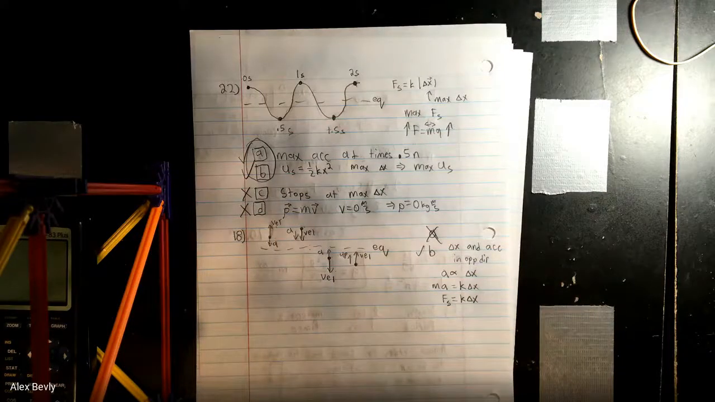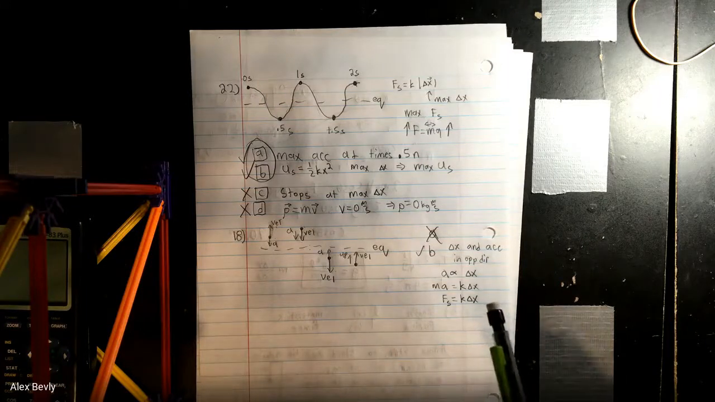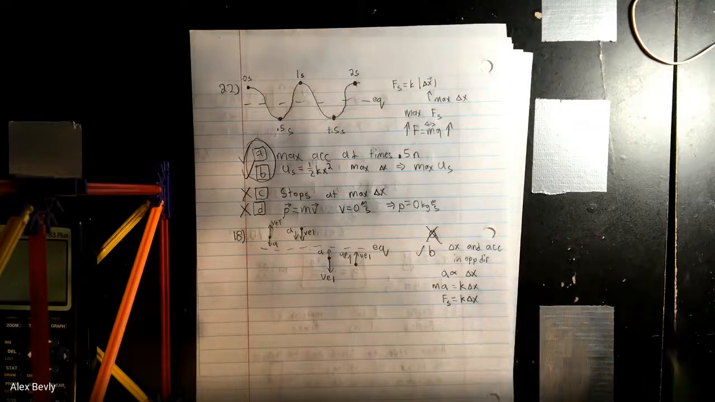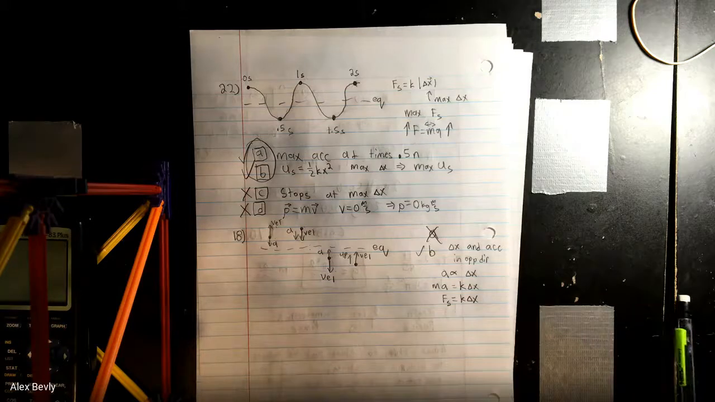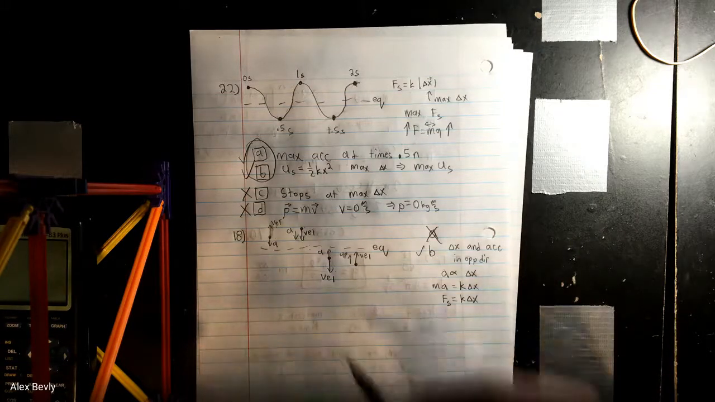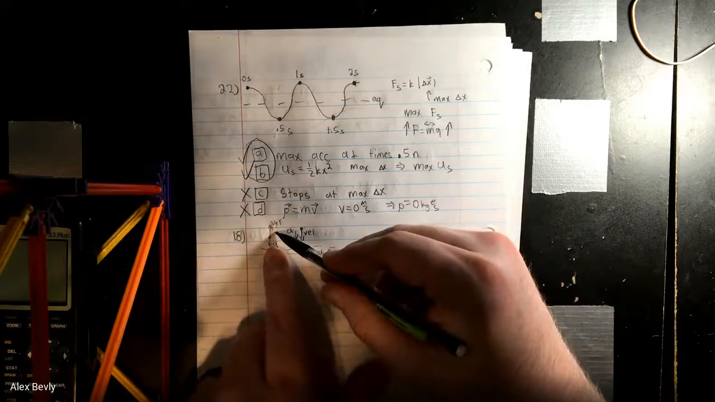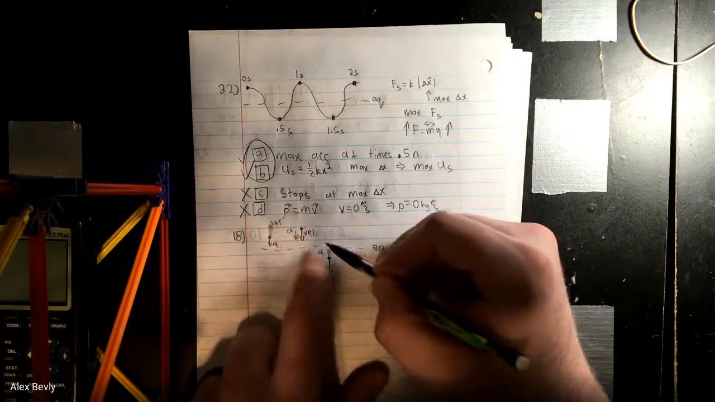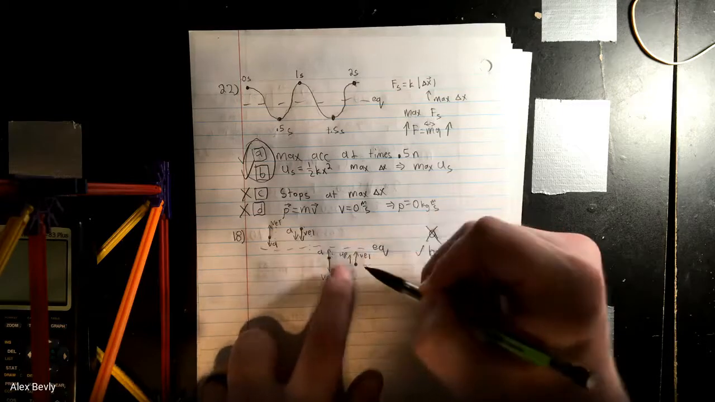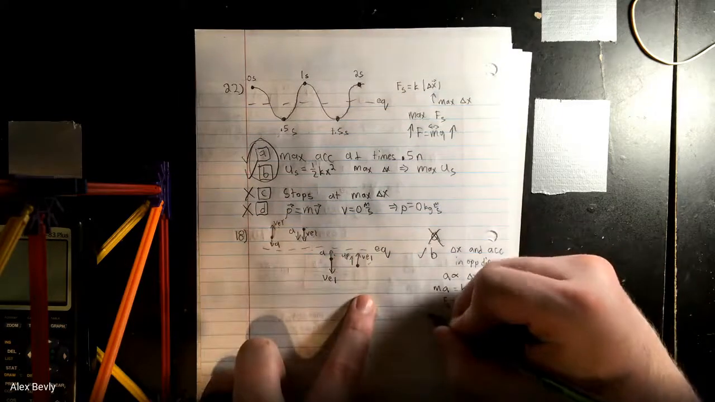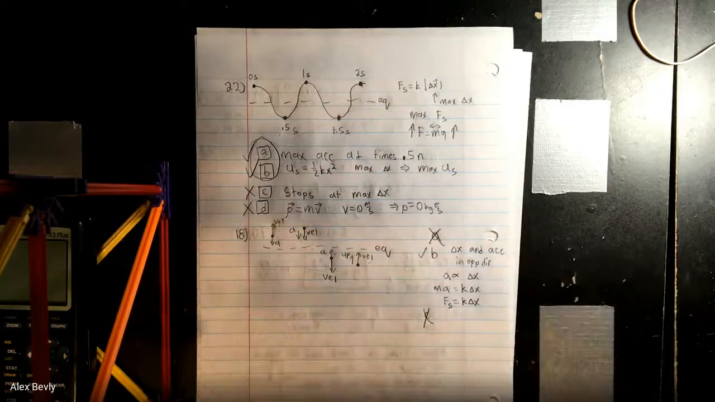C is saying the block's acceleration is opposite to velocity. So yeah, we already talked about that. Acceleration opposite to velocity, that's not always true. Acceleration and velocity are opposite here, but same direction here. Acceleration and velocity opposite directions here, same direction here. So yeah, not opposite directions.